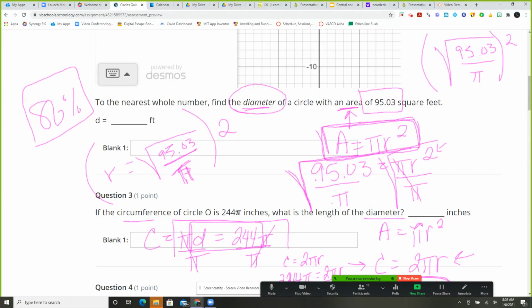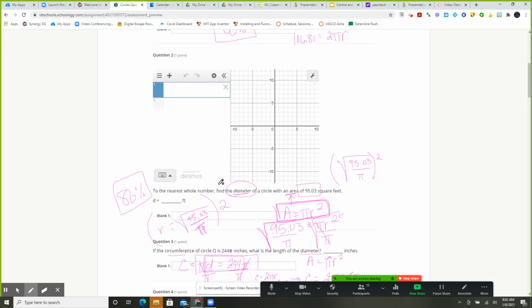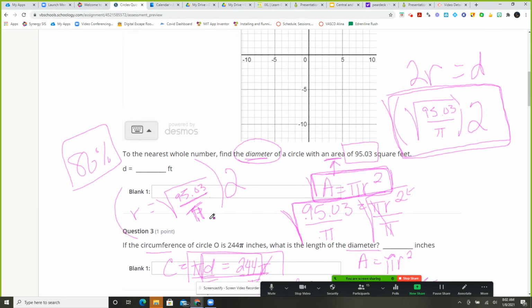Oh, and it's not squared, it's multiplied by 2. I can't even read my own notes. The struggle is real. So you're going to multiply by 2, because that's radius times 2 equals the diameter. So radius times 2 equals the diameter. Does that help?